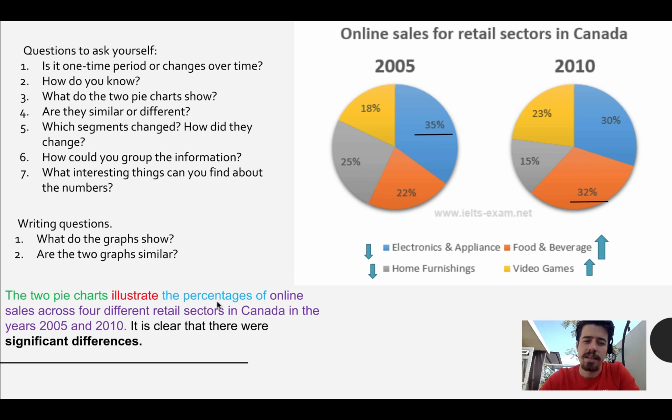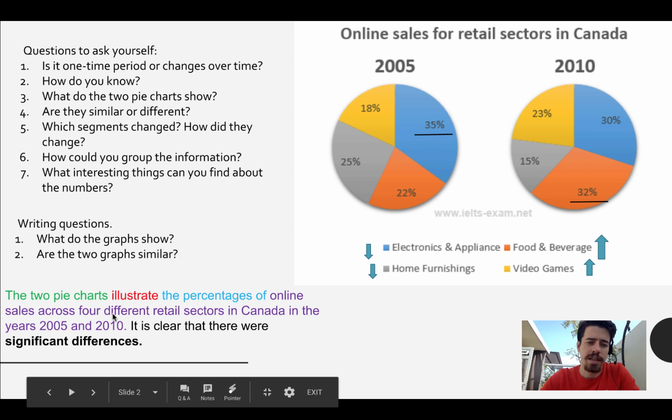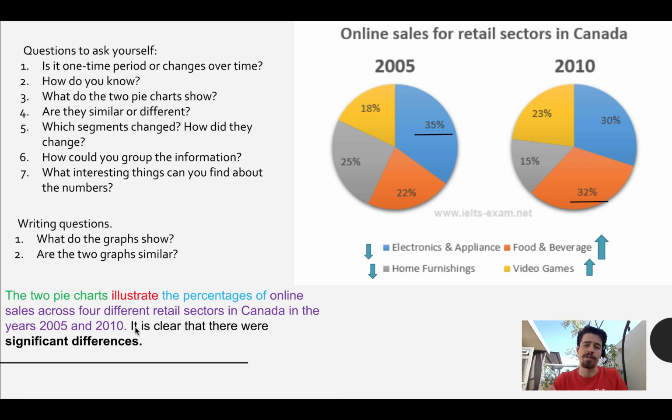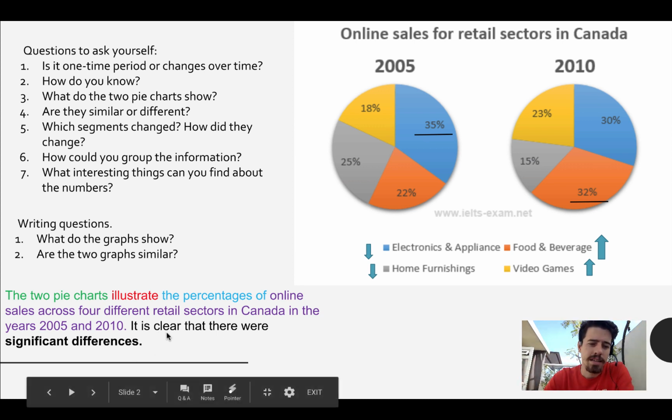Big difference between percentage and number. Most of the time with pie charts, it will show percentages. Okay, and then of what? Online sales across 4 different sectors. So you don't need to list out the sectors. We can just say there are 4 sectors. Okay, we should say where in Canada, and we should say when in the years 2005 and 2010. Notice it is not between 2005 and 2010 because we don't have all of the information. It's just 2005 and 2010. Then our second sentence, there were significant differences.